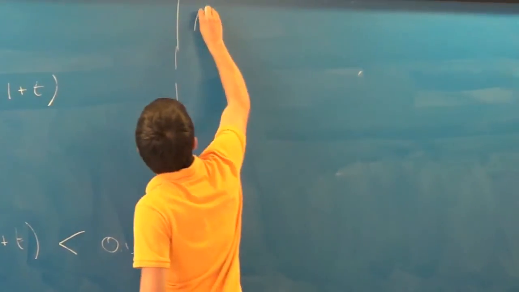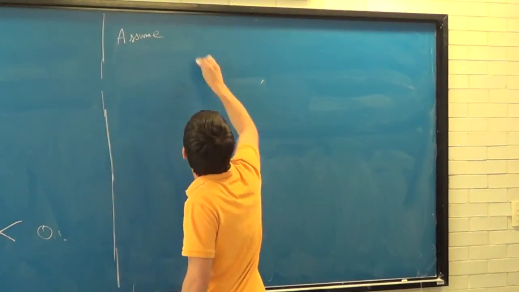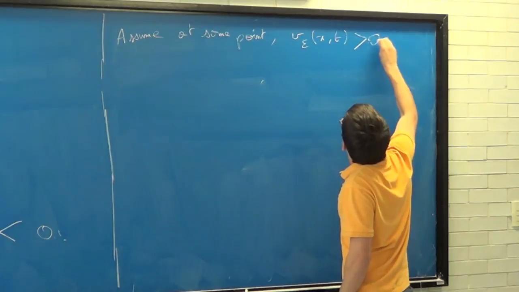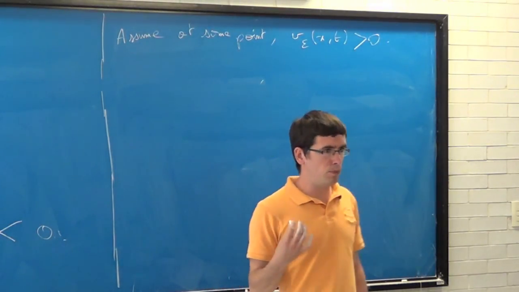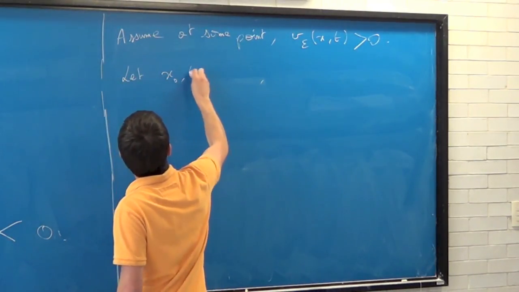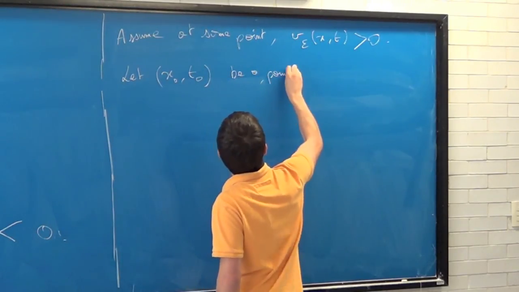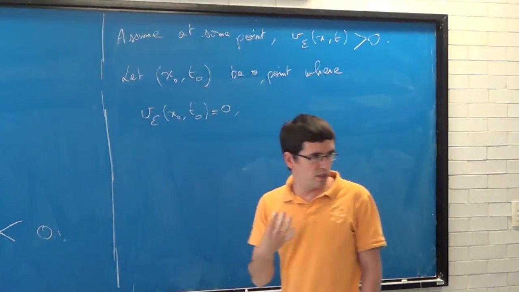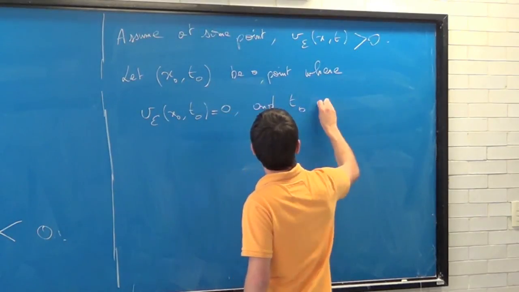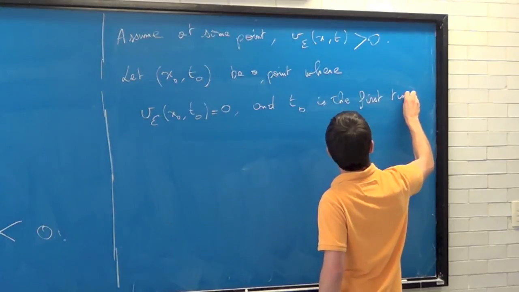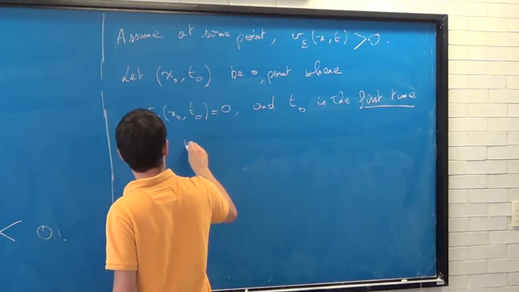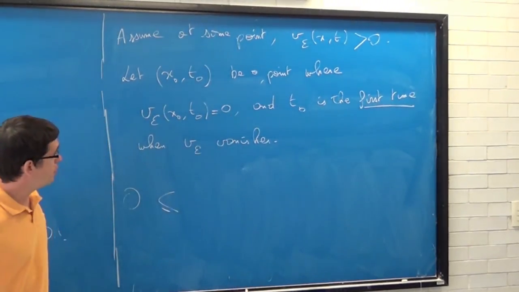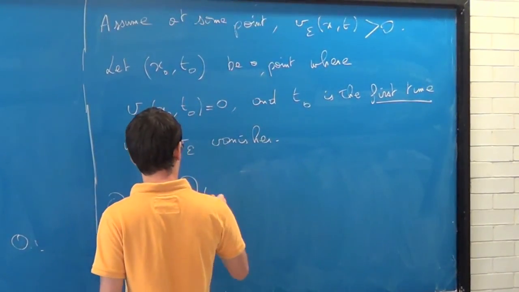So assume at some point V epsilon of x, t is strictly positive. Since it is smooth, there exists a minimal point. So let x0, t0 be the point where V vanishes, and t0 the first time. Then what do you know? You know that since it's the first time, the derivative of V epsilon has to be positive. Same thing, right?